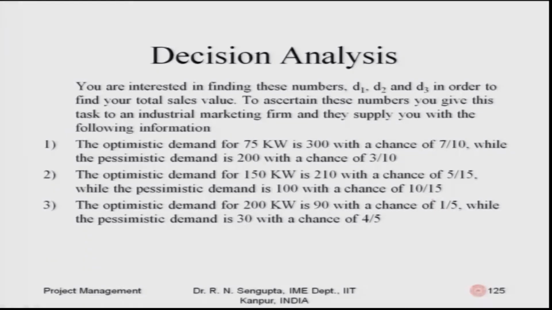The corresponding demand numbers D3 for the third type of motors, for these two cases of 1 by 5 and 4 by 5, are 60 and 30. Similarly, for the 150 kilowatt, for probabilities of 5 by 15 and 10 by 15, it is 210 and 100. Based on that, you will just put in the formulas and calculate accordingly.